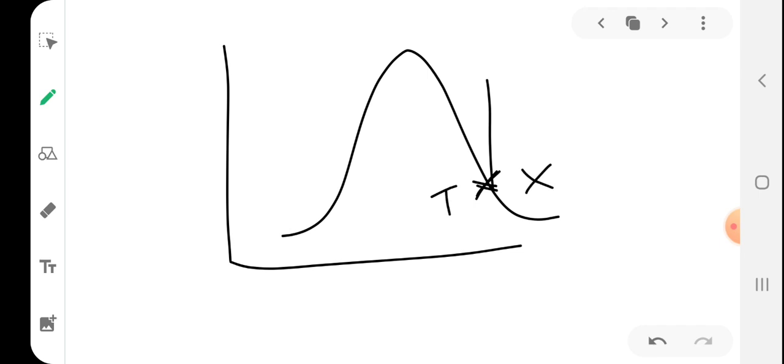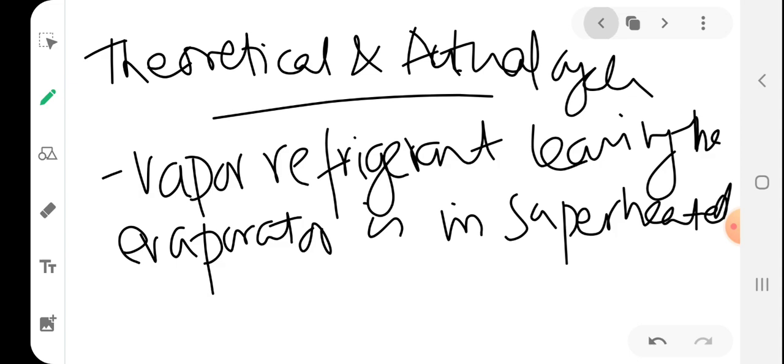So this is theoretical. This is actual. So the vapor leaving the evaporator will be a bit, if it should be at the same pressure, this is a pressure line, so it will be somewhere here. So actual will be a little bit superheated.